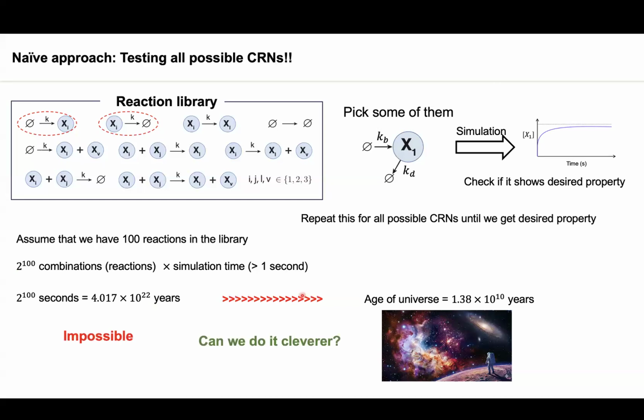So basically, conceptually, we have to do a similar thing. We have to pick one CRN and check the dynamical property, and we have to do it again and again. But can we do it in a more intelligent way? This is the main question of the authors of this paper.